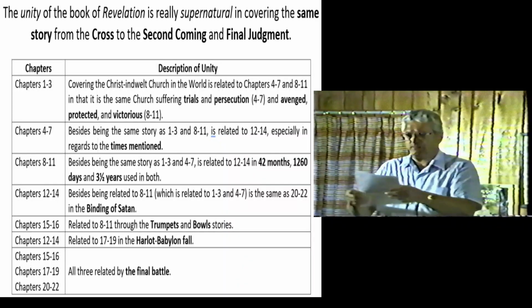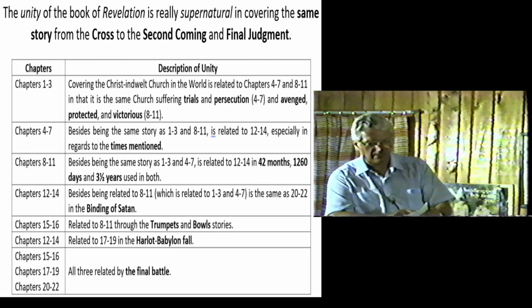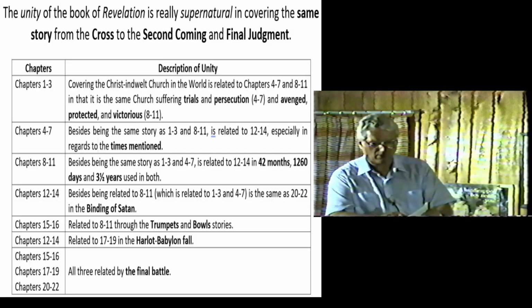By the time you get through connecting the various 7 sections together, you can see that there's enough parallelism in there that they must all be the same thing. Even if you didn't know there was 7, you'd have 7 parallels when you finished. Number 1 on page 12, chapters 1 through 3, covering Christ's indwelt church in the world, is related to chapters 4 and 7 and 8 and 11, but it is the same church suffering trials and persecution, 4 through 7, and avenged, protected, and victorious in 8 and 11.